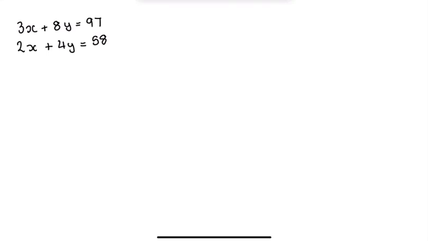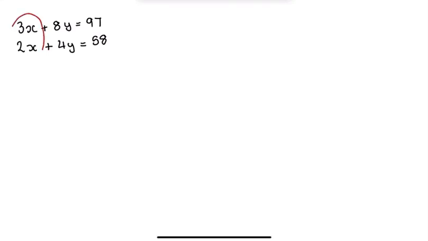The first question says 3x plus 8y equals 97, and then we've got 2x plus 4y equals 58. Now, looking at that immediately, you can see that we can't just add and we can't just take away because we have no numbers that are the same to cancel out. So what we're going to do is times one of the equations to make it equal to a different coefficient.